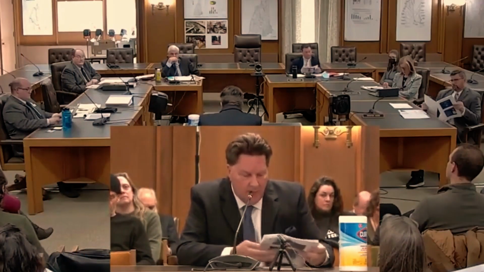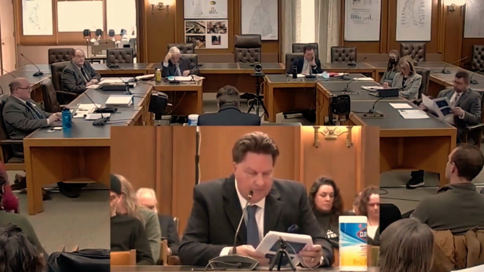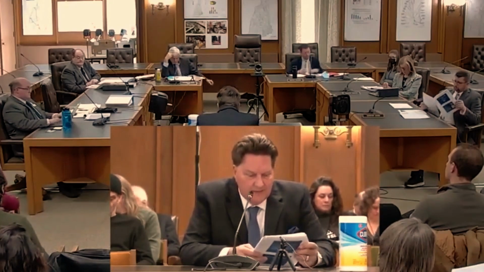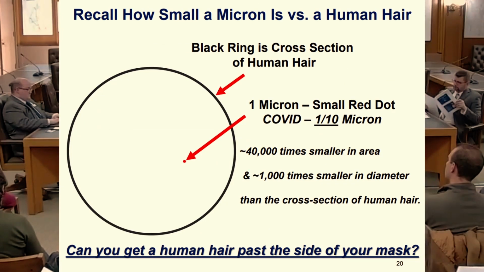Now let's look at this issue from a micro perspective real quickly. And again, I'm on the bottom of page 7. If you can see visible dust, it's on the order of 50 microns. That unit may or may not mean anything. The virus is 500 times smaller than what you can see. If you look at a cross-section of a human hair, I've got a plot on the bottom of page 7. You see that dot. That dot is 10 times the size of a virus. It's a micron or so. So the COVID particle is 1,000 times smaller than the cross-section of human hair.